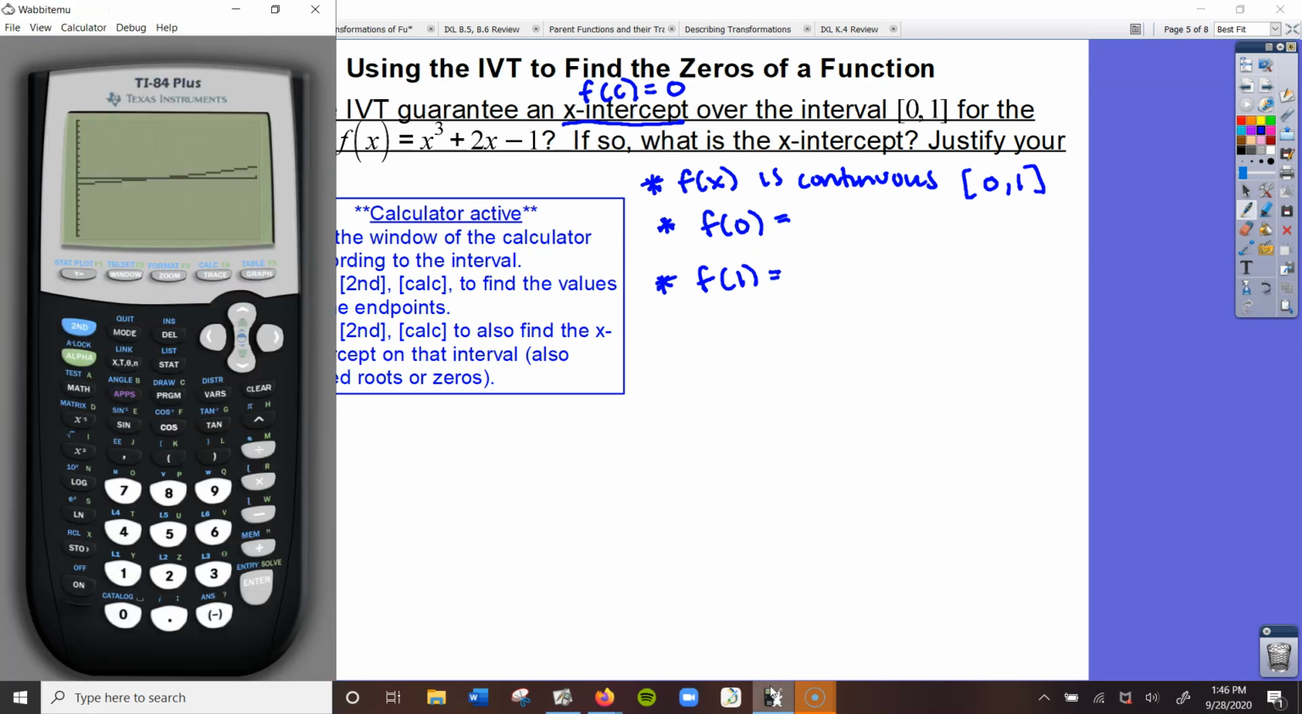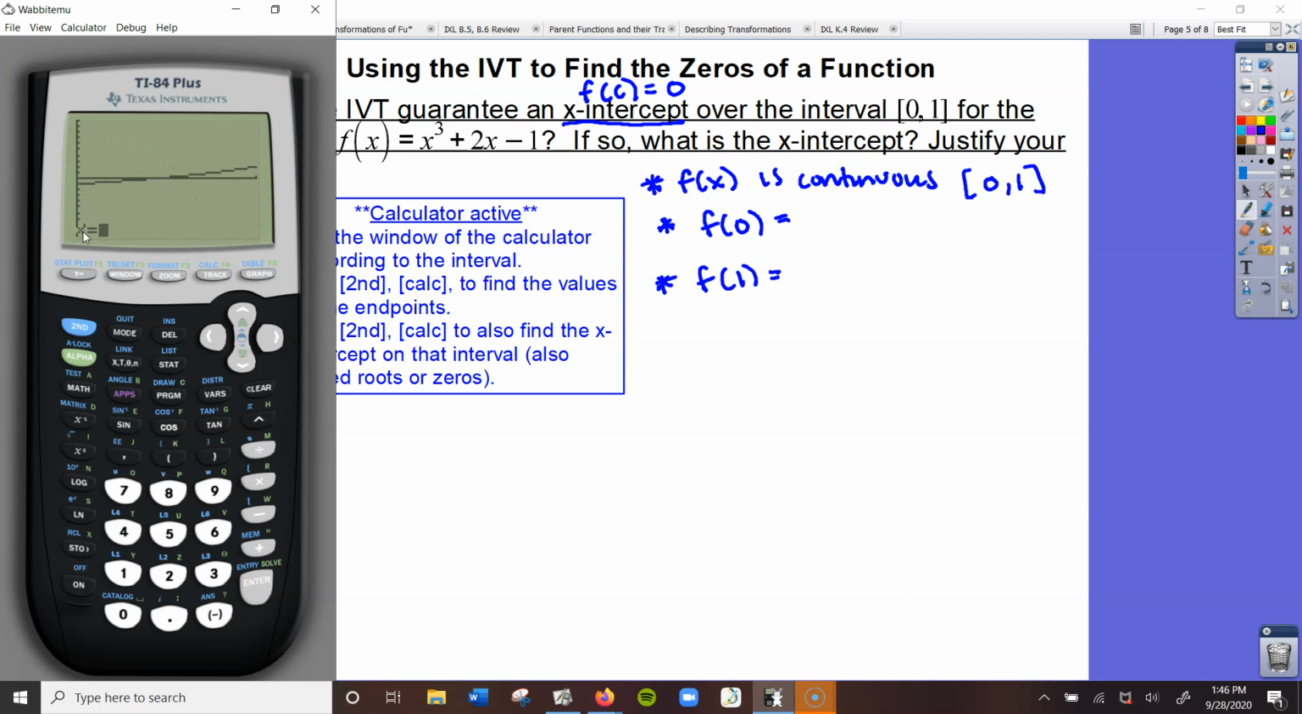So in order to find function values, we're going to click on second, and then the trace button, right above in blue it says calc. So the second button activates that blue. When I press this button, it's going to take me to the calculate menu. Now, when you're looking for a function value, that is the very first option where it says value. So I can click enter.